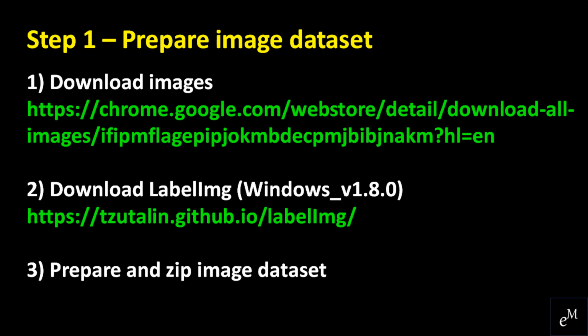Once you have your own custom object images, you can then download LabelImg, which is a graphical image annotation tool for you to annotate your images and prepare a recognized text format for YOLO training. And after we label all images, we can then store all images and their corresponding text files in a folder. And then we zip it for uploading.